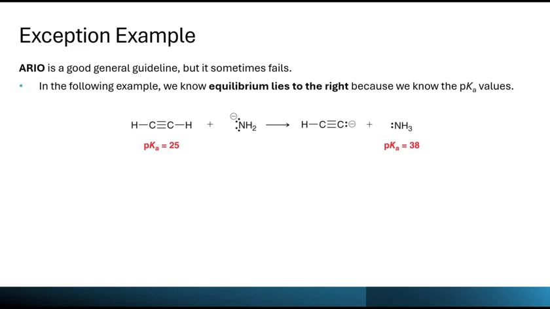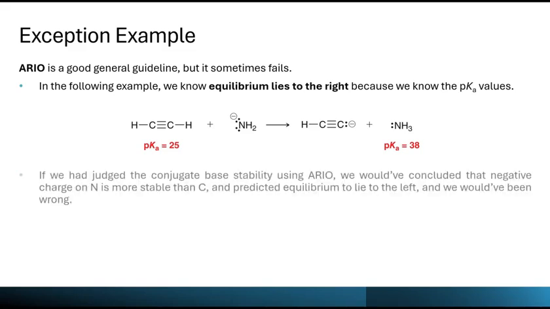Here we have acetylene reacting with the amide. When they undergo a reaction, we end up with the carbanion and ammonia. The higher the pKa, the weaker the acid and the more stable the conjugate acid, so we know equilibrium will lie to the right. Make sure that you know this exception. This is a very important reagent set.